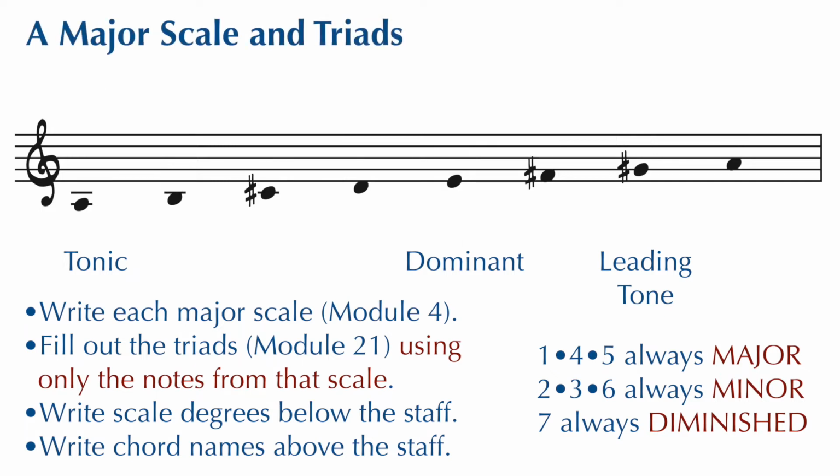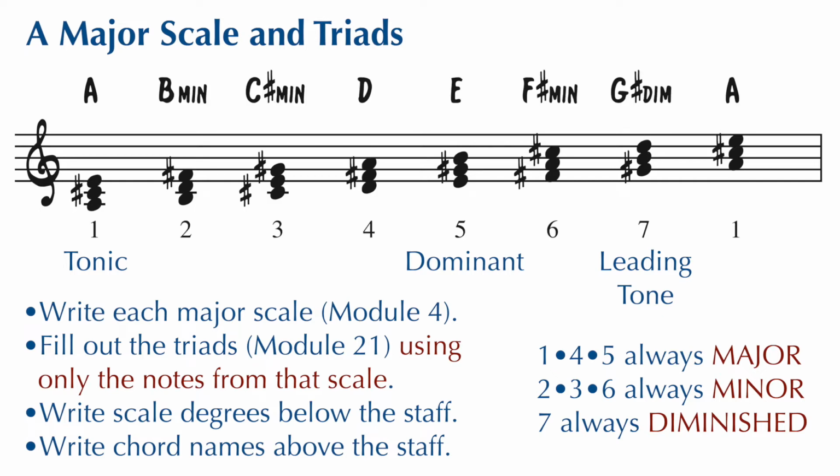Next, we write the A major scale, A, B, C sharp, D, E, F sharp, G sharp, and then A again. Write your triads using the notes from the A major scale. A major has F sharps, C sharps, and G sharps, so any F, C, or G is going to be sharp. Write the scale degree numbers below, 1, 2, 3, 4, 5, 6, 7, and then 1 again when we reach that last note, the A. And then write in your chords. A major, B minor, C sharp minor, D major, E major, F sharp minor, G sharp diminished, and A major.